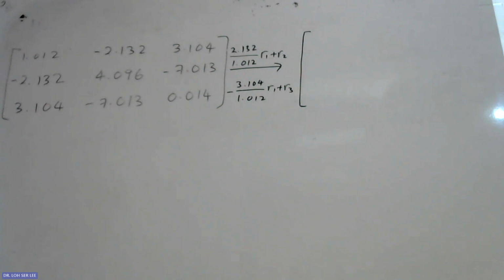And the answer is already given here. Your U is supposed to be this. After you row reduce, you should get this.